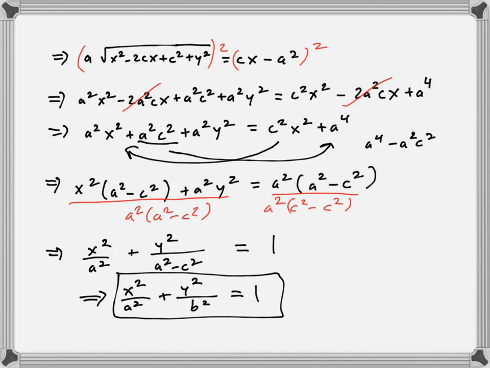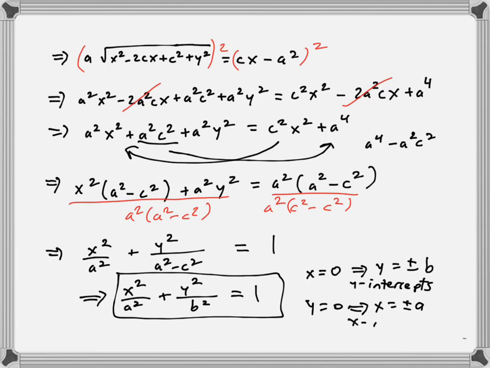There is one thing I should point out. I want you to notice that if you were to plug in x equal to 0, you end up with y equals plus or minus b, and this is what we were talking about. These are indeed the y-intercepts of the ellipse. And if you were to plug into this equation y equals 0, then that means that x is equal to plus or minus a. These are the x-intercepts.